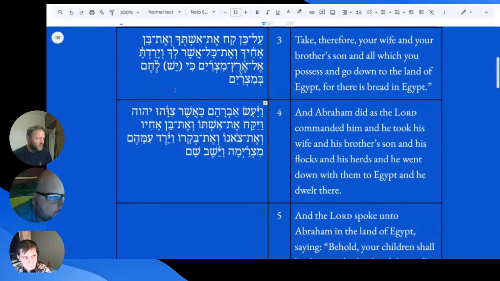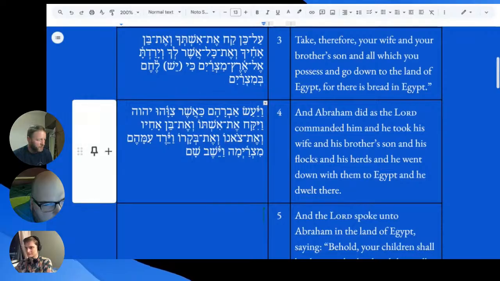ויעש אברהם כאשר ציווהו אדוני, ויקח את אשתו ואת בן אחיו, ואת צאנו ואת בקרו, וירד עמהם מצרימה, וישב שם. Okay, that's what's going on.